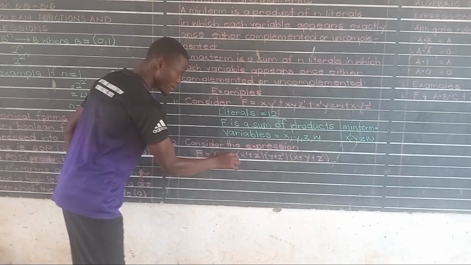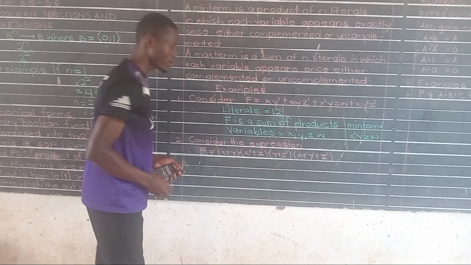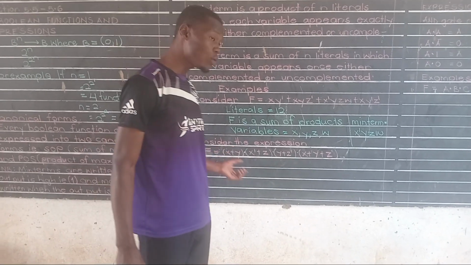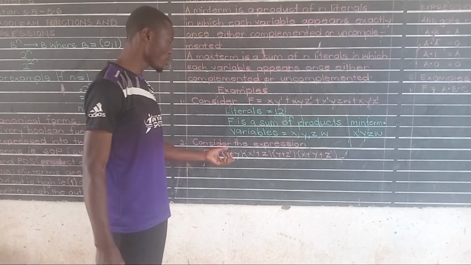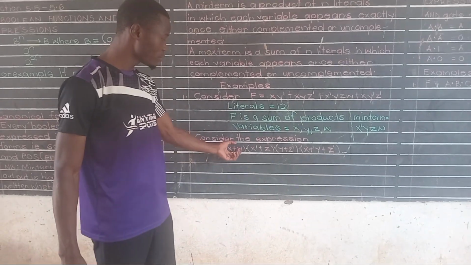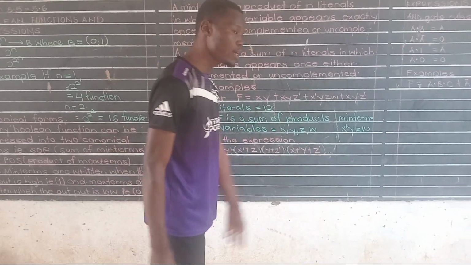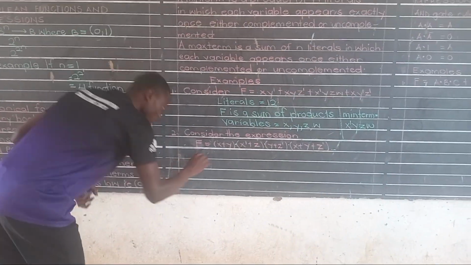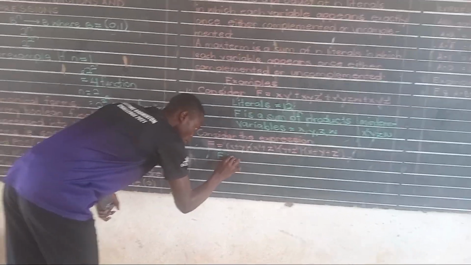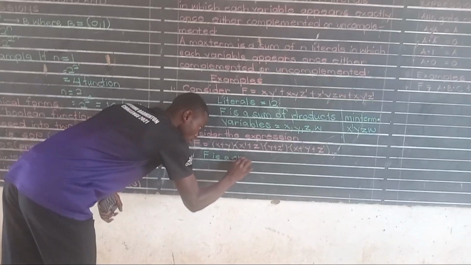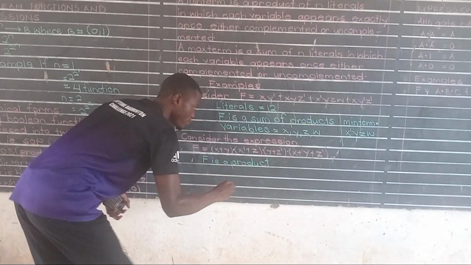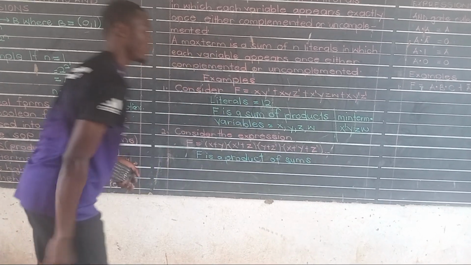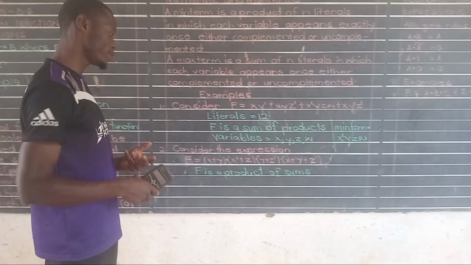So these terms are being multiplied, which implies that this is a product of sums. This is a product of sums because this is a sum times this sum times this sum times this sum, implying that f is a product of sums.